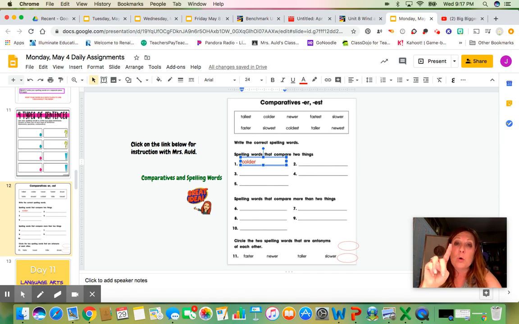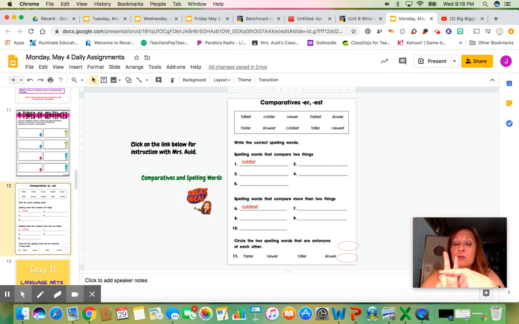Okay, so cold, colder. And then if I were to have three or more, let's say the North Pole is coldest of them all. Okay, so when you're comparing two things using an adjective, you're adding the suffix ER. If you're comparing three or more, it's the suffix EST.